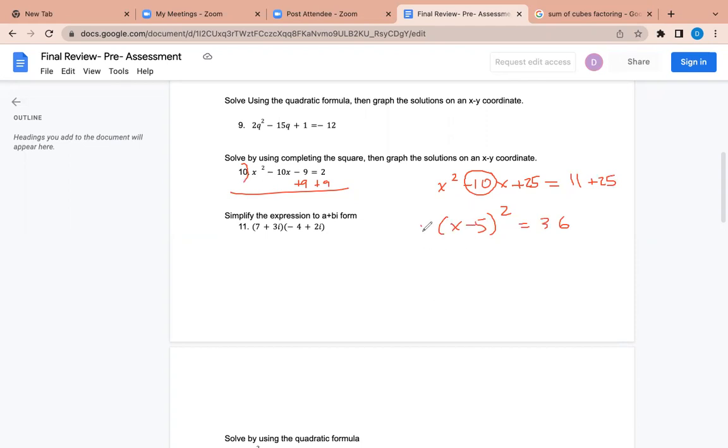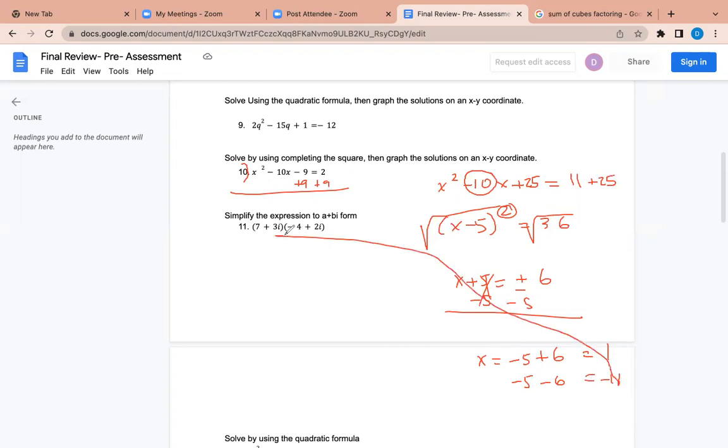All right. Then you square root these, and when you square root them, it'll be x plus 5, because you get rid of the square, is equal to plus or minus 6. You subtract the 5 from both sides. So what happens? X is equal to -5 plus 6, -5 minus 6. This is equal to 1 and -11. Oops. Should clear that. 1 and -11. Okay.